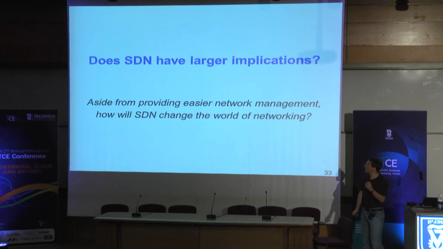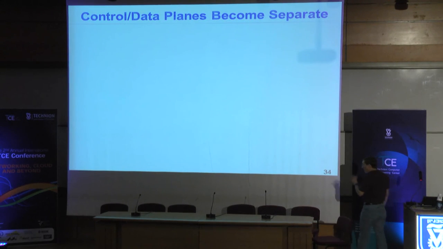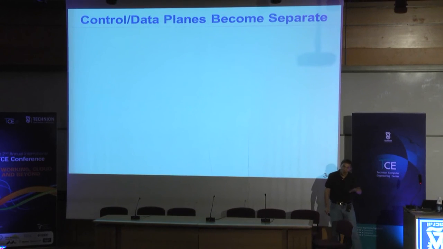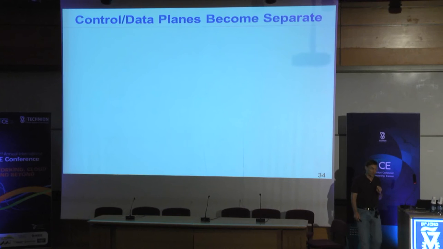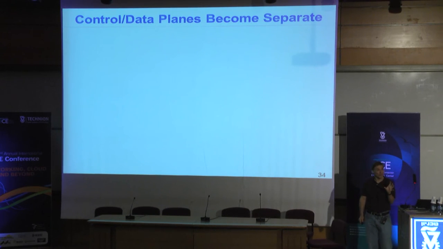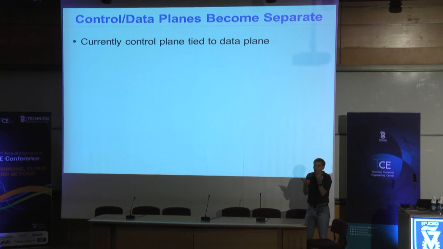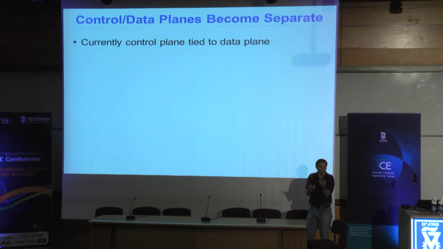So let me go through this slowly and talk about 4 changes that I think SDN will bring about that have large ramifications for how networking will look. The first thing to notice is that it separates the control and the data planes. Right now, in current networks, the control plane and the data plane are tied together. The boxes that compute your routing state are the boxes that implement that routing state. So they are one and the same.